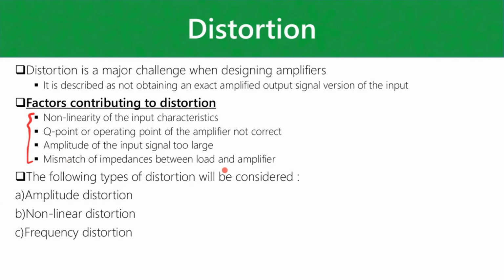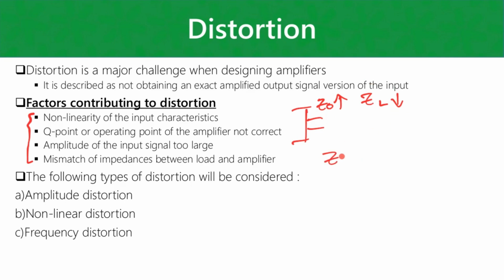And you can also have mismatch of impedances between your load and amplifier, or just between amplification stages. So if, let's say, the output of your amplifier here, so Zout here, is high, but your load impedance is really low, that's going to cause unnecessary loading of your amplifier, and that is going to distort your output waveform. So essentially you want the output impedance of your amplifier matched to your load impedance.